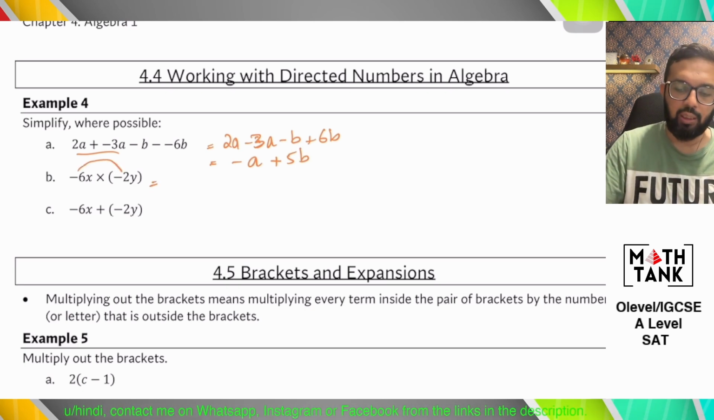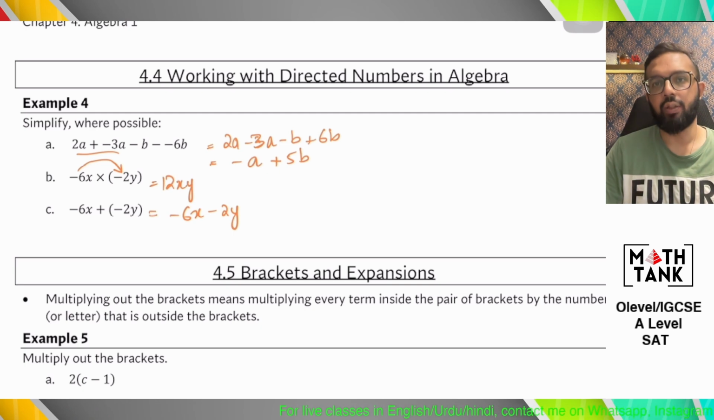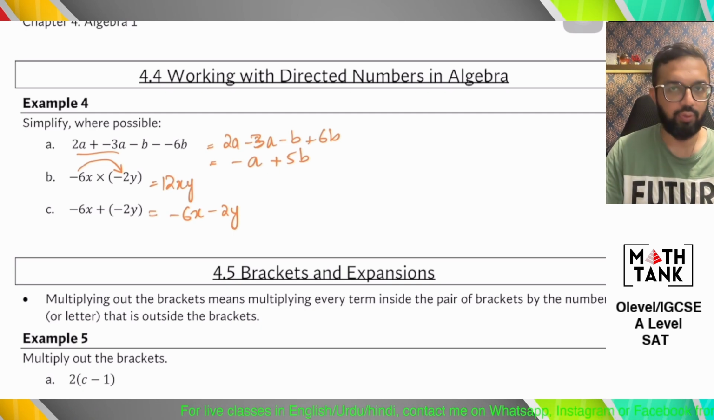Then you multiply minus 6 and minus 2, that gives you 12 and xy. Minus 6 minus 2y. I can't simplify this any further. This is the final answer. Why? Because there are no further like terms that can be added or subtracted.